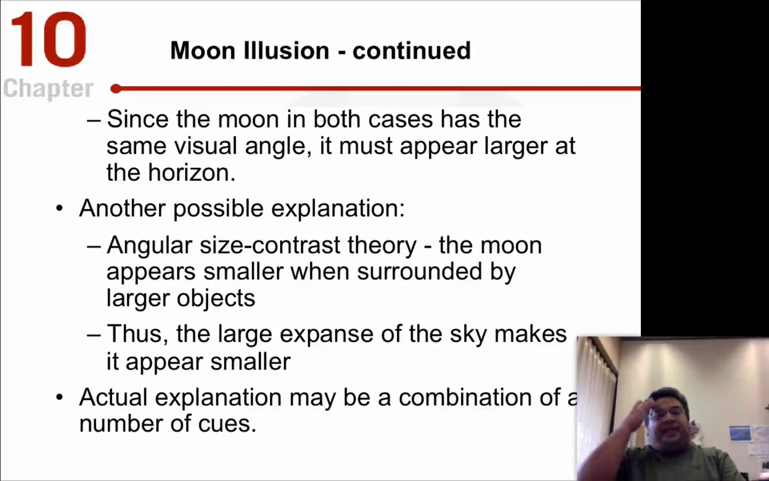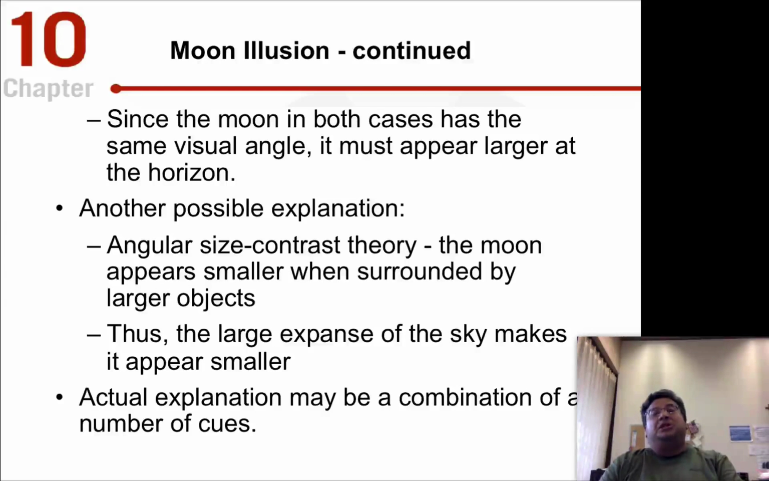Another explanation is the angular size contrast theory. The moon appears smaller when it's surrounded by larger objects. So when the moon is up in the sky, it's surrounded by just the blackness of the sky. So maybe that makes it look smaller than it does when it's further down and closer to things that we know about. We're not sure exactly why this illusion happens, but it's a powerful illusion.